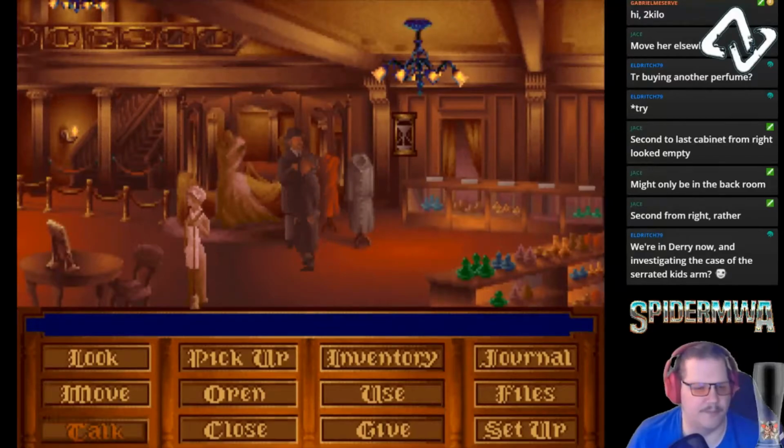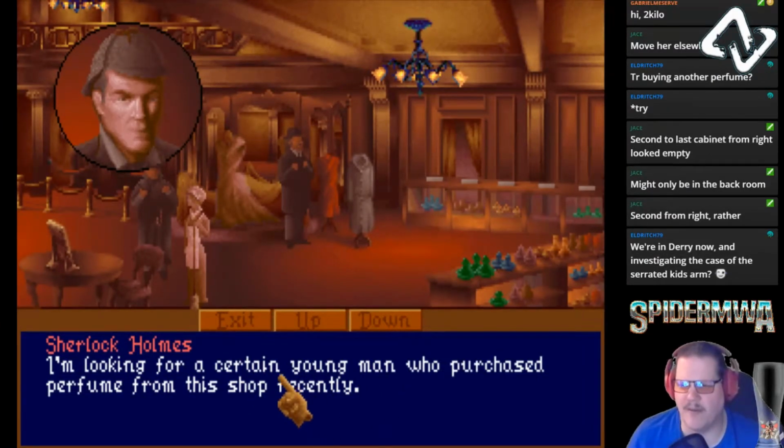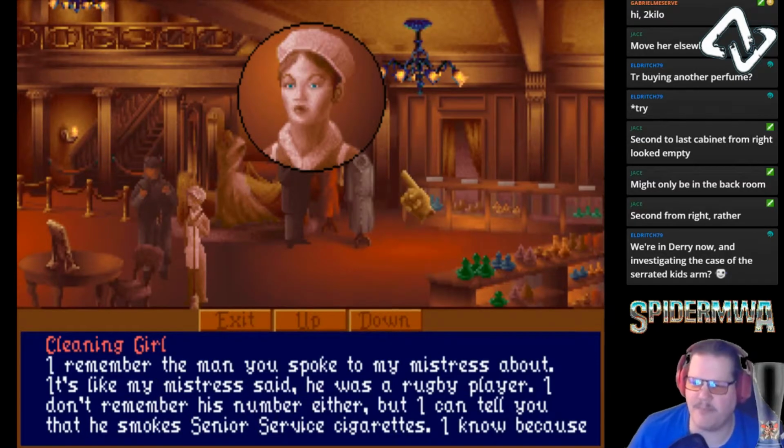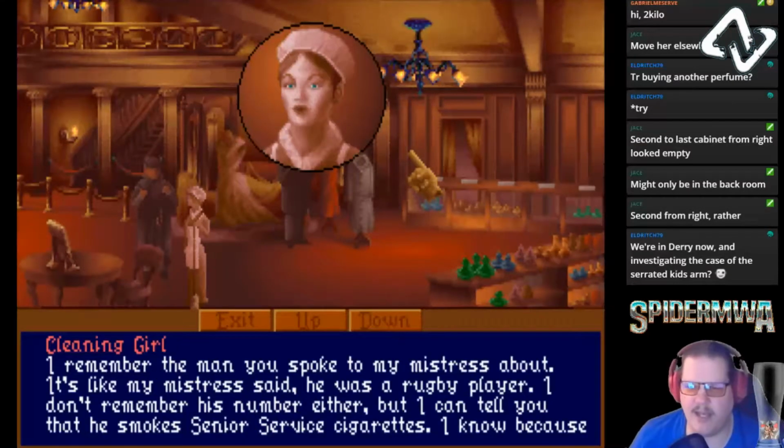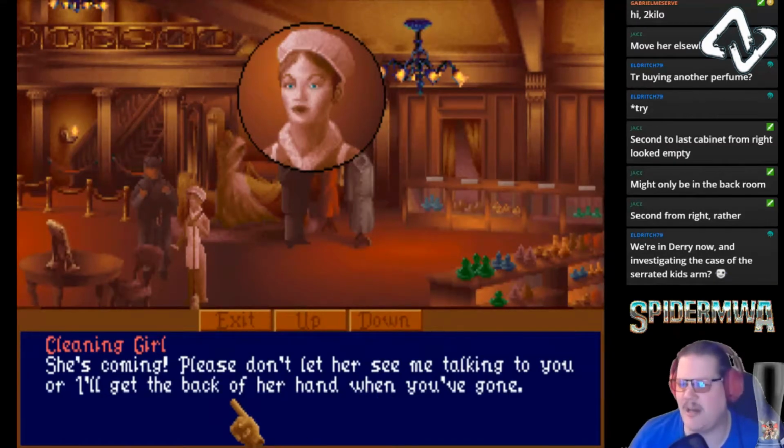Now we talk to her. I'm looking for a certain young man who purchased perfume from this shop recently. I remember the man you spoke to my mistress about. Like my mistress said, he was a rugby player. I don't remember his number either, but I can tell you he smokes Senior Service cigarettes. I know because he dropped an empty packet on the floor right in front of me as I was sweeping. She's coming. Please don't let her see me talking to you or I'll get the back of her hand when you're gone.